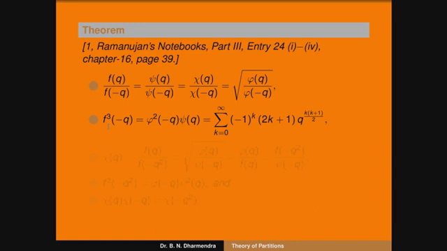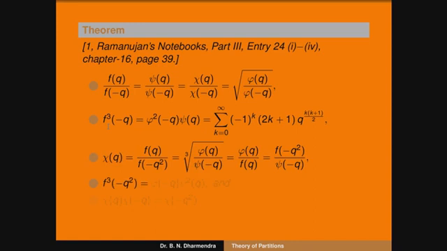Okay. And the next one, Ramanujan recorded that chi of q is equal to f of q divided by f of minus q square, that is equal to cube root of phi of q divided by xi of minus q, that is equal to phi of q divided by f of q. It is also equal to f of minus q square divided by xi of minus q. And the next result, f cube of minus q square is equal to phi of minus q into xi square of q, and finally chi of q, chi of minus q is equal to chi of minus q square. In entry 24, Ramanujan recorded these results.